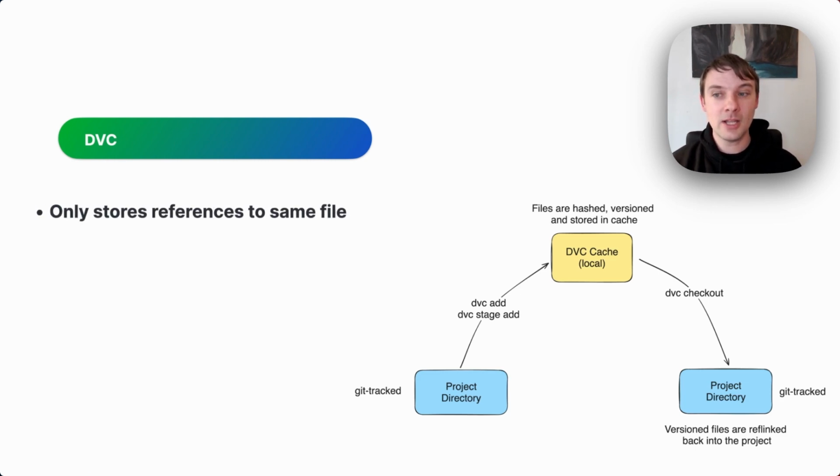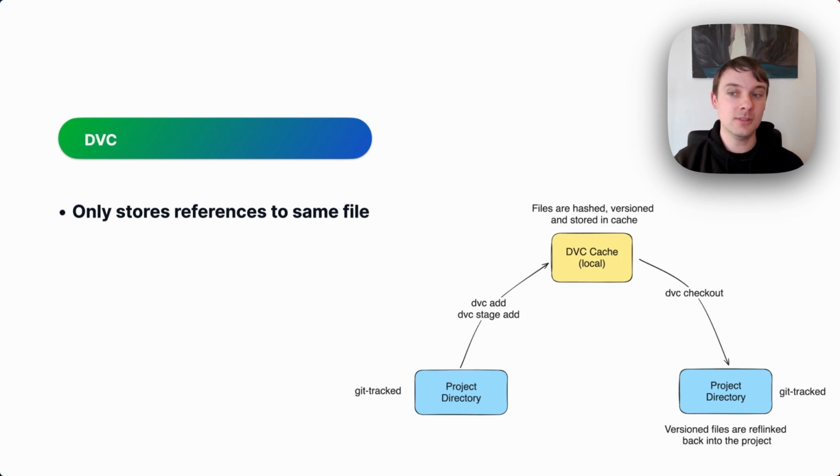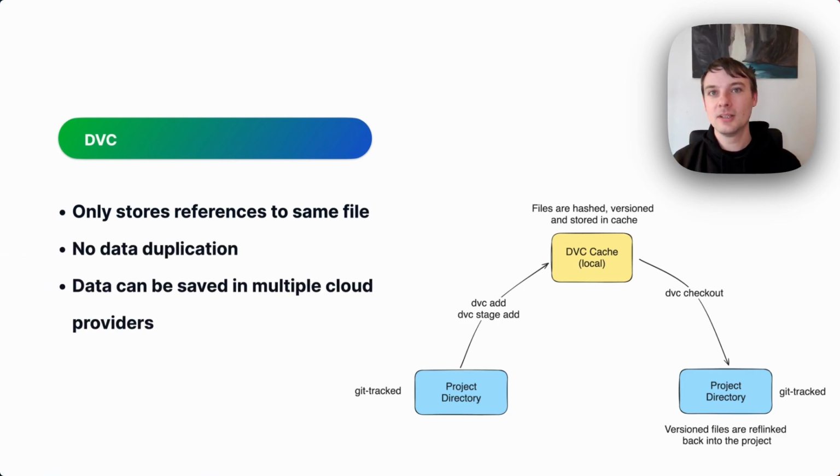Now, this is actually really good because DVC then only stores references to the same file. This means that the file won't get saved multiple times, only a reference will be used. And this basically solves data duplication. Data can be saved in multiple cloud providers with DVC, so it has support for AWS, Google Cloud, and others.